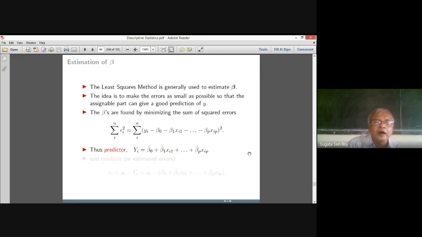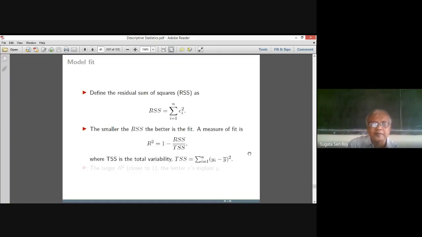This is again the least squares method. We try to minimize the errors, that is the epsilon i I've written here. So you are trying to fit the model so that the errors are minimized. You don't have to go into the mathematics.